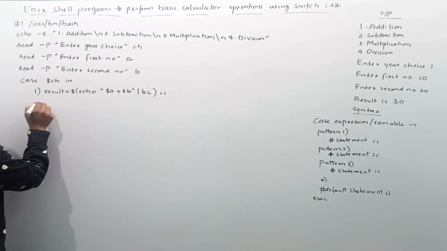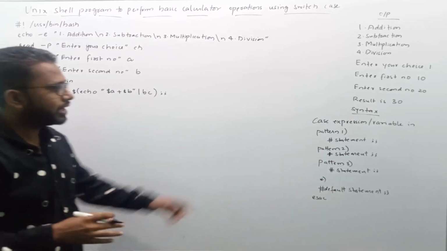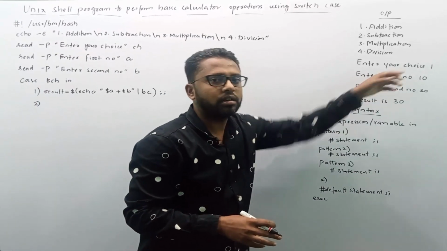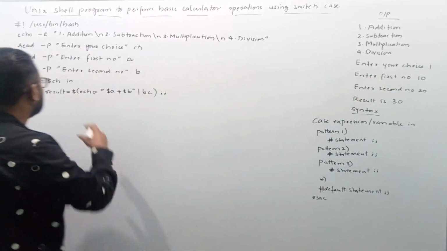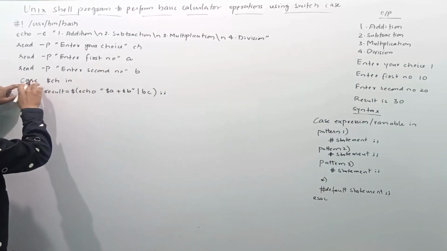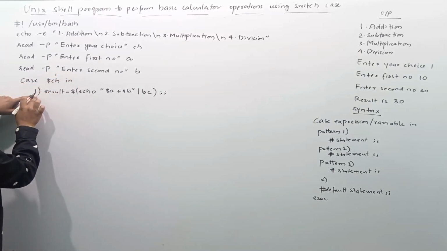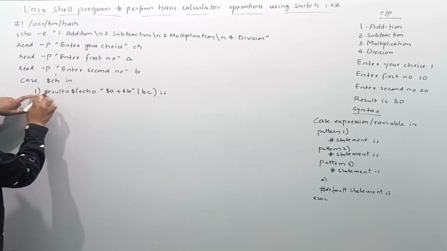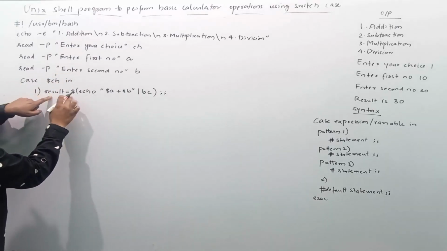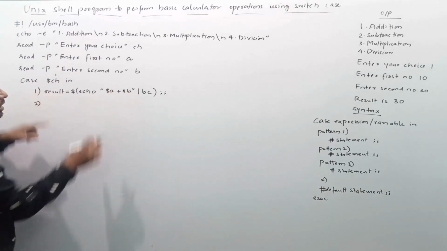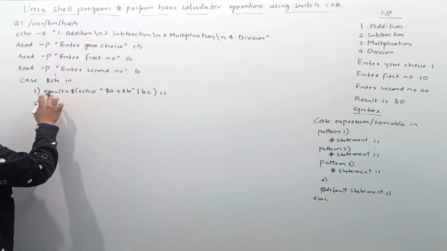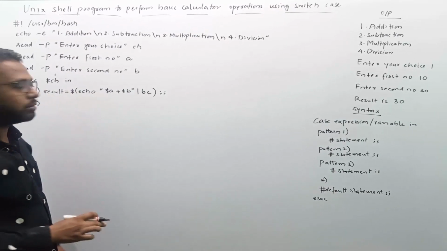Next 2. If the user enters 1 as their choice, then control will come to this case ch. Now ch holds the value 1. 1 gets matched with this pattern which is 1, then control will come here where we perform the addition of these two numbers, and that result gets stored inside the result variable.